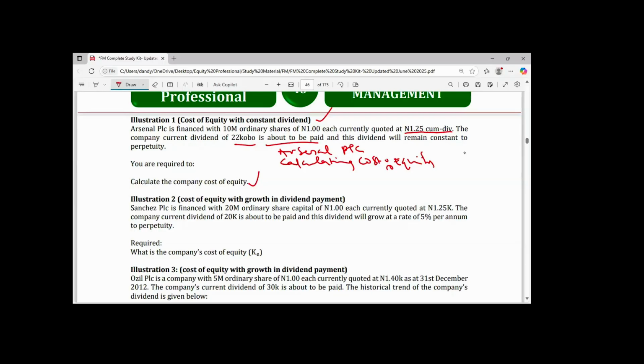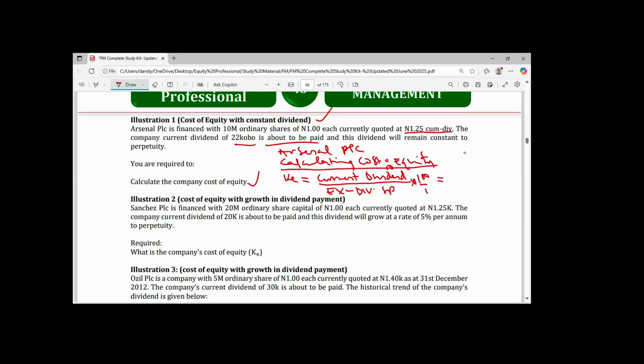Okay. So the cost of equity is denoted as KE. So I would then say KE equal to, because the examiner has told me that dividend will remain constant to perpetuity, in this case it will be current dividend. The formula I'm going to use will be current dividend divided by ex-div share price, multiplied by 100 over 1.